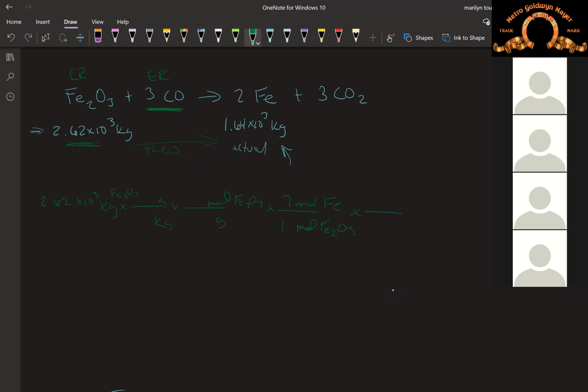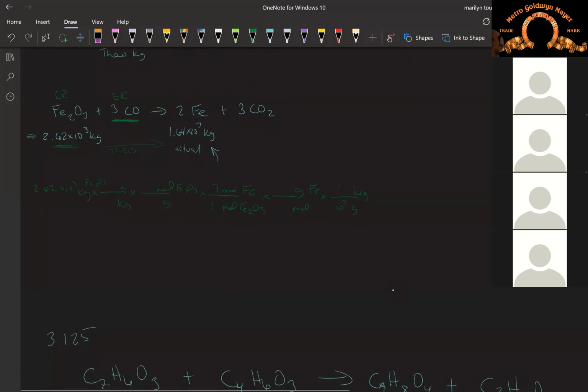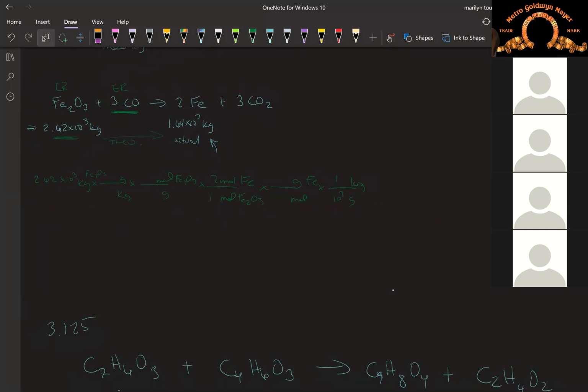And then we have to take it further because they gave us the information in kilograms. So I would do molar mass again, moles to grams of Fe, and then grams to kilograms. Grams to kilograms is 10 to the third, that's 1. Then I would get an answer, right?